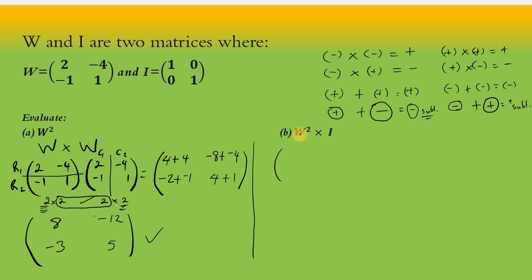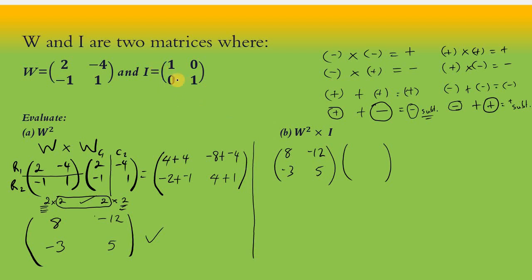So I'm going to put back the w squared since that's the first thing. And I have 8, -12, -3, and 5. Now I'm supposed to multiply that by I. I don't need to put the multiplication sign because with matrices next to each other like this, it means we're multiplying.